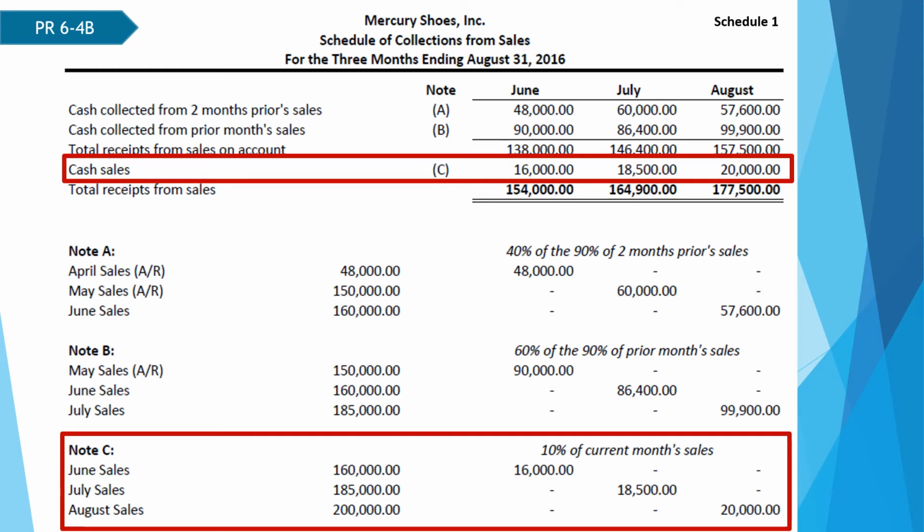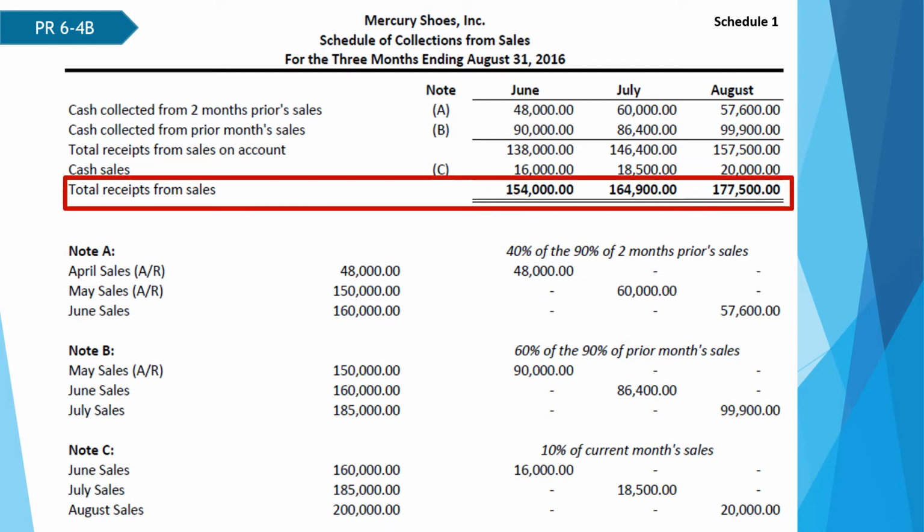As for the cash sales with the computation in Note C, these would be computed by multiplying 10% to the current month's budgeted sales, which are expected to be collected on the same month of sale. Now, adding the total receipts from sales on account and the cash sales will result to the total receipts from sales per month. For June, the total would be $154,000, $164,900 for July, and $177,500 for August.